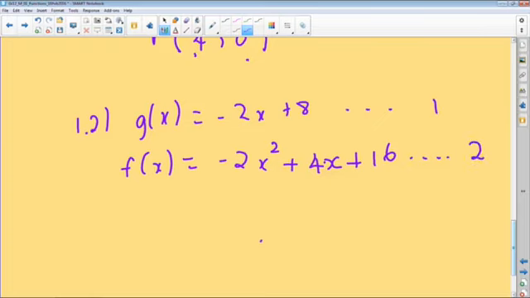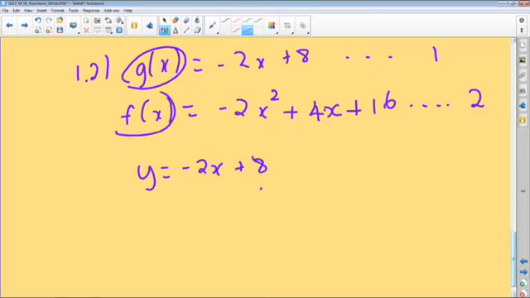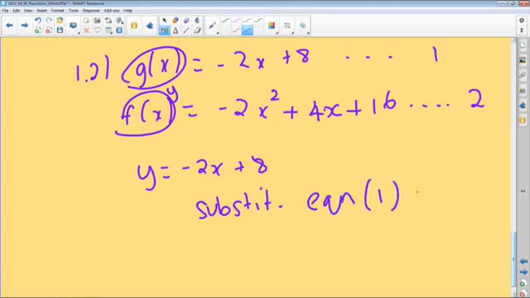Okay, so remember we said we can rewrite this as y is equal to minus 2x plus 8. And f of x is the same as y as well, right? It's just a different function. And I'm going to say substitute equation 1 into equation 2. Okay, so I'm going to replace y in the second equation with minus 2x plus 8.